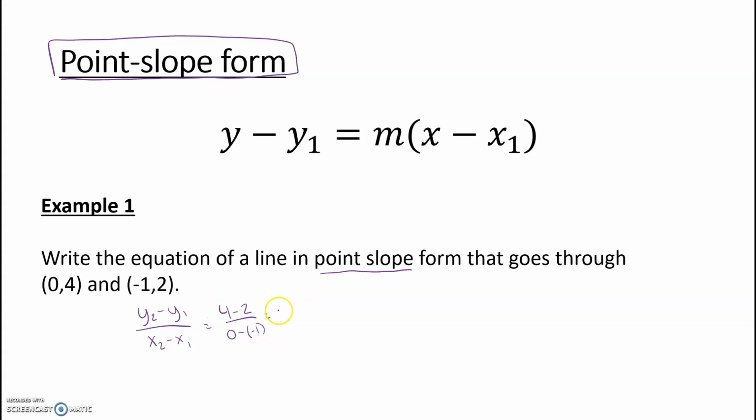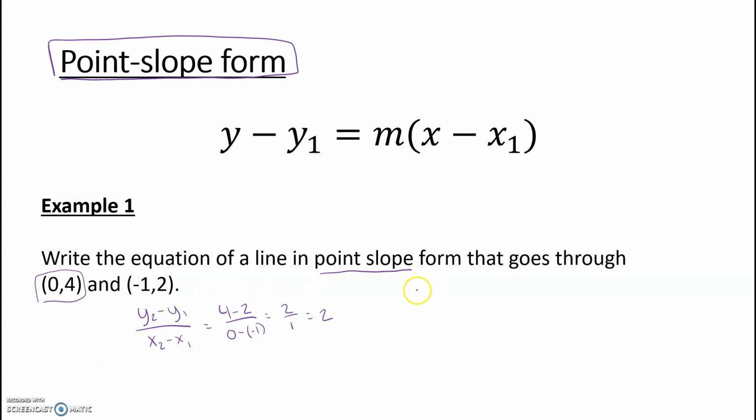So 4 minus 2 is 2. Minus negative becomes plus, so 0 plus 1 is 1. My slope is 2. So now you have a point, you have a slope, and it doesn't matter which point you pick. Either way is correct.